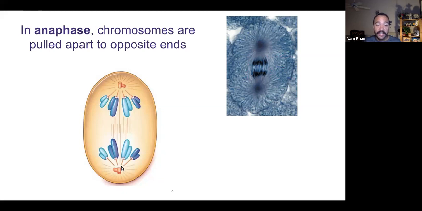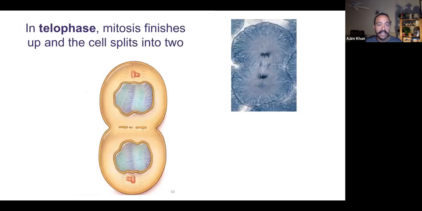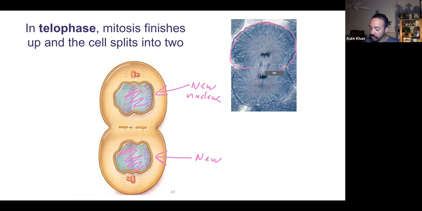Now that we've separated the DNA, we want to basically reverse everything we did in prophase. In prophase, we got rid of the nucleus, so we want to add the nucleus back. In prophase, we condensed the DNA, so now we want to unpack. We want to let loose the DNA. We get a new nucleus, but now there are two new nuclei, and then we decondense the DNA. We're forming two new cells.